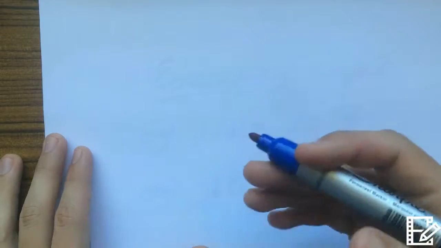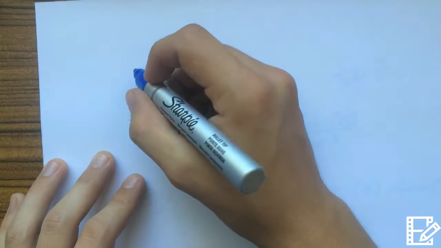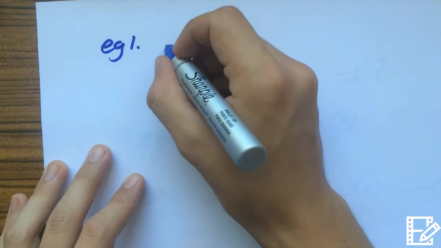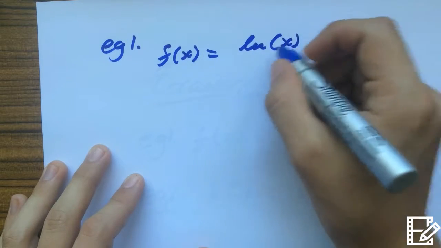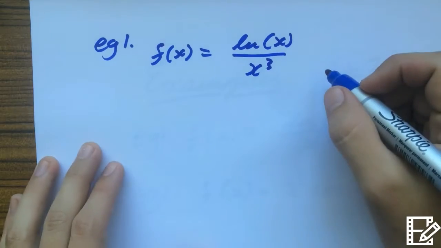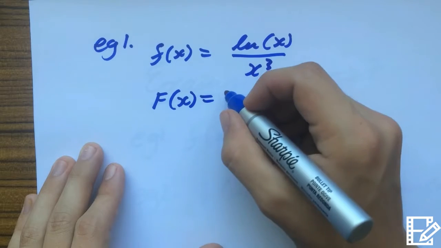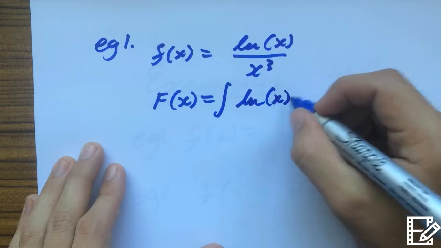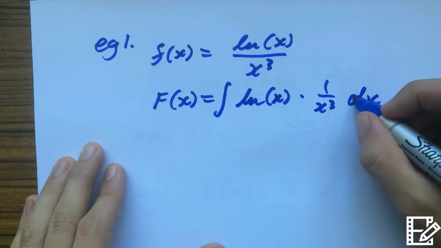Okay, so I'm going to use a sort of Lagrange's way of doing things, but it won't be a proper notation. So we're going to have example 1, where f(x) equals ln of x on x to the power of 3. So we find the integral of both sides, and I'm going to split this up. So we have ln of x multiplied by 1 on x to the power of 3 dx.